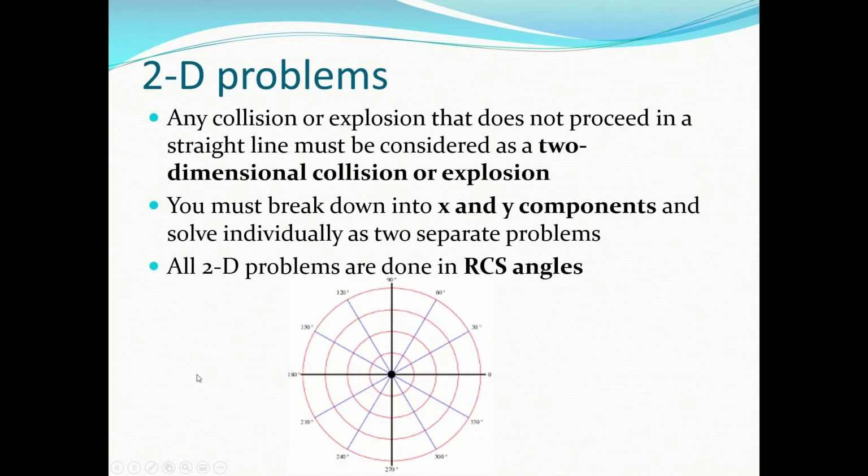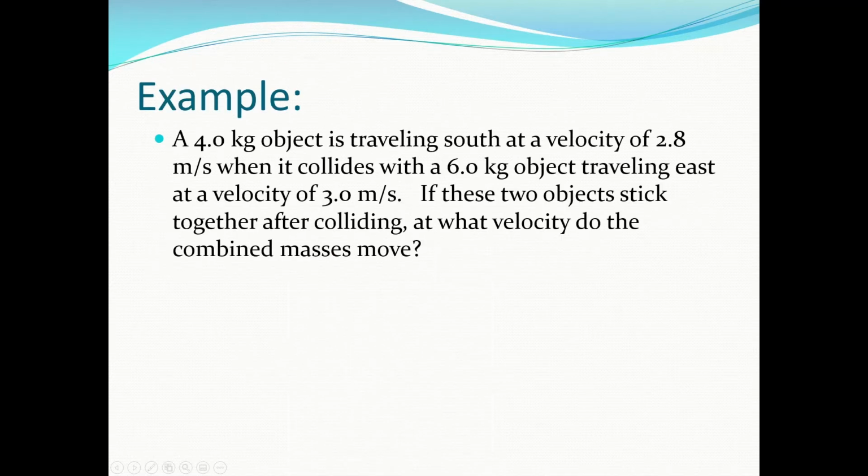So we're going to do our 2D problems in RCS angles, and you have to remember that with RCS angles we go 0, 90, 180, 270, and then we go counterclockwise in that direction. So you've got to be familiar with RCS angles to do these questions. But the very first question that we're going to do, you don't actually need to do in RCS angles because it's an easy one. It's an east, north, southwest sort of right angle question. Okay, so we're going to do this one together.